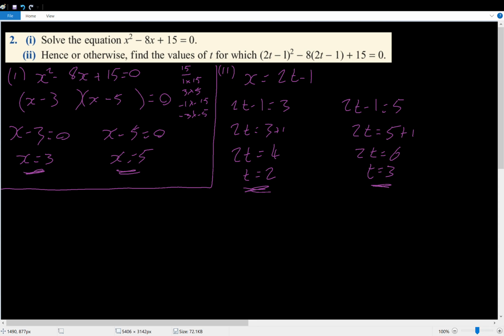Now the hence or otherwise part of this, where it says or otherwise, is saying that there is another way to go about solving this if you want. The way that you would do that is you would do out these brackets and you would end up with a quadratic equation with t instead of x, and you would have to solve that. So let's do it that way and see if we get the same solution as before. We've got (2t minus 1) all squared minus 8 times (2t minus 1) plus 15 is equal to 0.